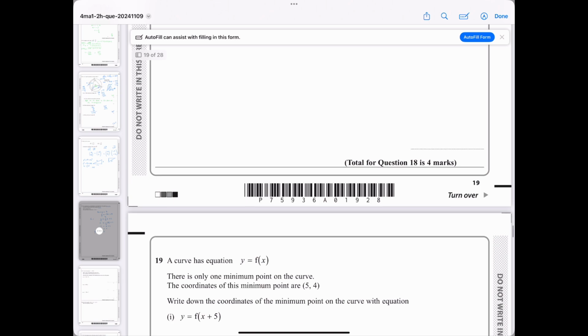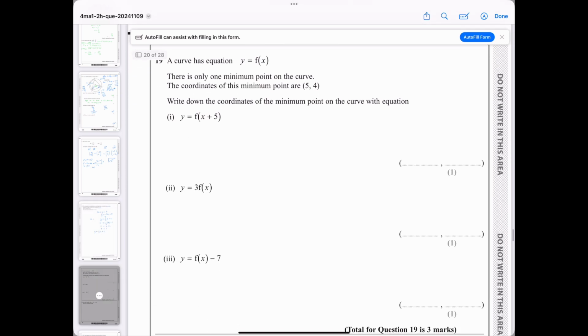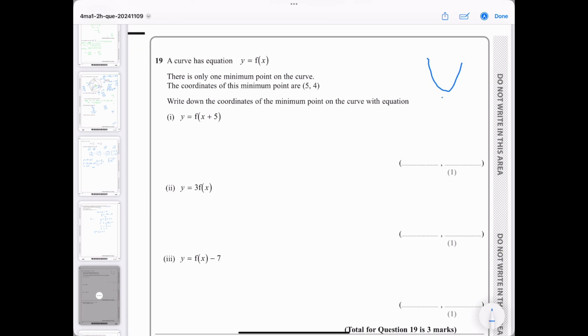Now, a curve has the equation y equals f of x. There is only one minimum point on the curve, and it's at (5, 4). Write down the coordinates of the minimum point of the curve with the equation y equals f of x plus 5. So that means go the opposite way, so go that way 5. So minus 5 would mean that it was (0, 4), because the y coordinate stays the same.